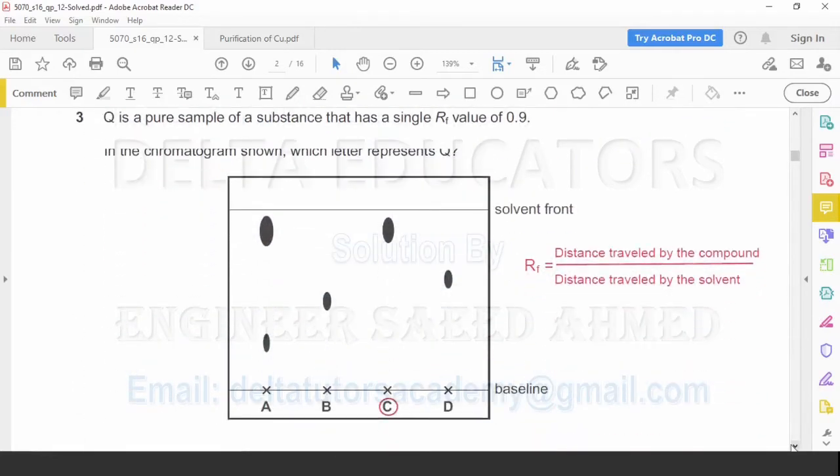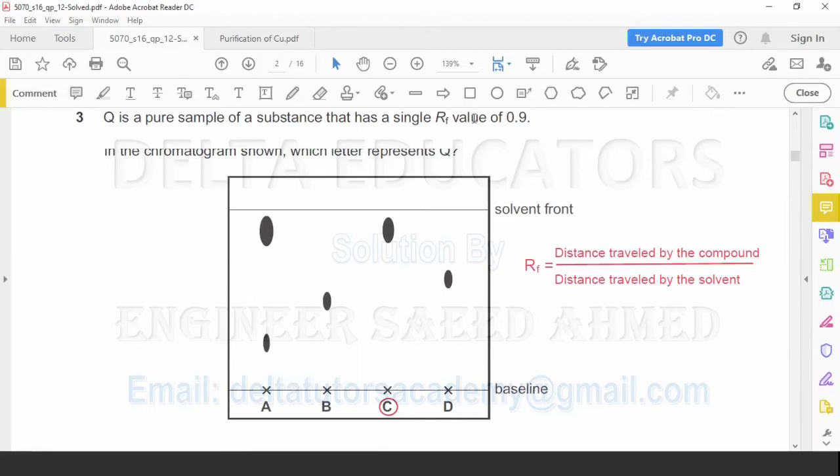Question number 3. Q is a pure sample of a substance that has a single RF value of 0.9. In the chromatogram shown, which letter represents Q? Here it is given Q is a pure sample with a single RF. In option A, we have two RF values, so A is not a possible option. The possible options are B, C and D.